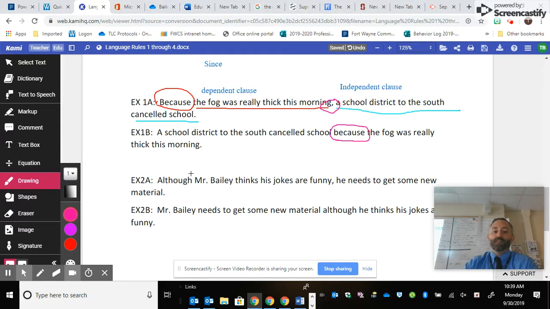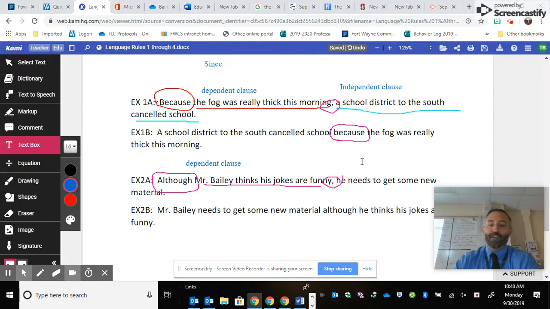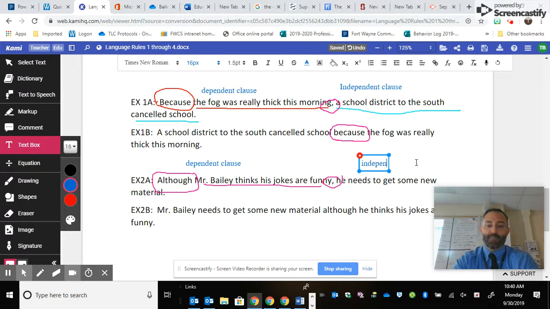So then example 2A, once again, another one of those subordinating conjunctions is at the front. Although Mr. Bailey thinks his jokes are funny, comma, he needs to get some new material. Yeah, or any teacher for that matter. So here we go. Once again, this is the dependent clause, and then over here we have the independent clause.